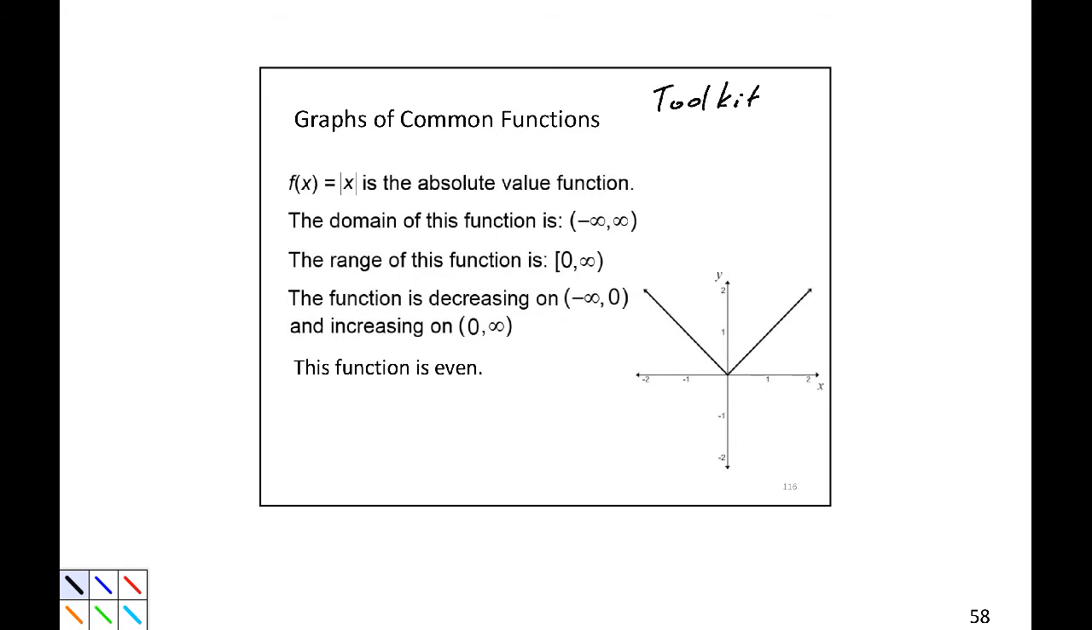The domain of this function is minus infinity to infinity. The range is 0, including 0, to infinity. The function is decreasing on minus infinity to 0 and increasing 0 to infinity, and this function is even. And more importantly, at the moment, here is our graph. It has a sharp corner at 0. And all of these characteristics should seem familiar from our previous sections.